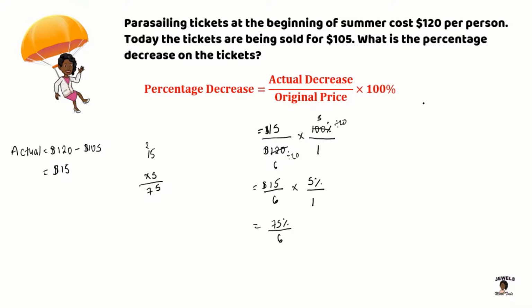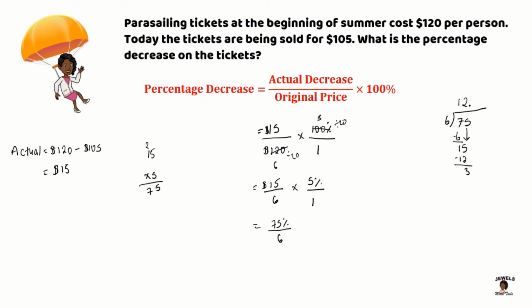And I'm now going to perform my long division by dividing my 6 into my 75. 6 goes into 7 once. 1 times 6 is 6. 7 minus 6 will equal 1. I'll bring down my 5, changing 1 into 15. 6 goes into 15 twice. 2 times 6 is 12. 15 minus 12 is 3.